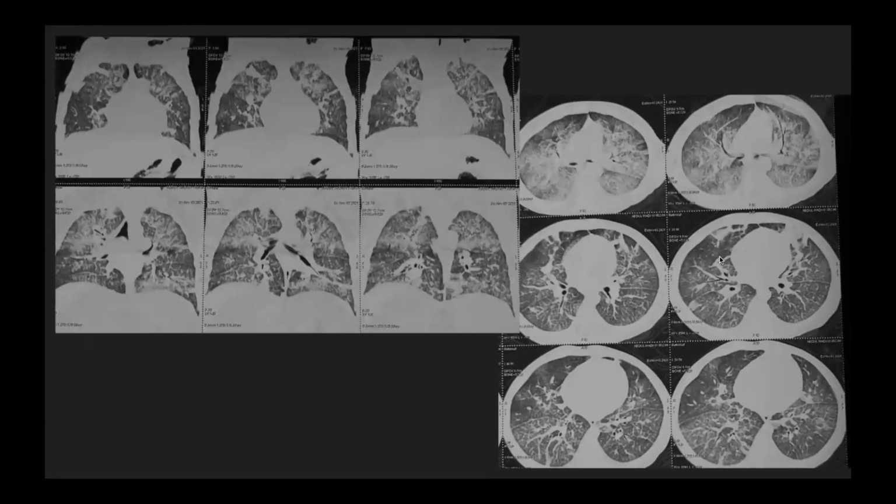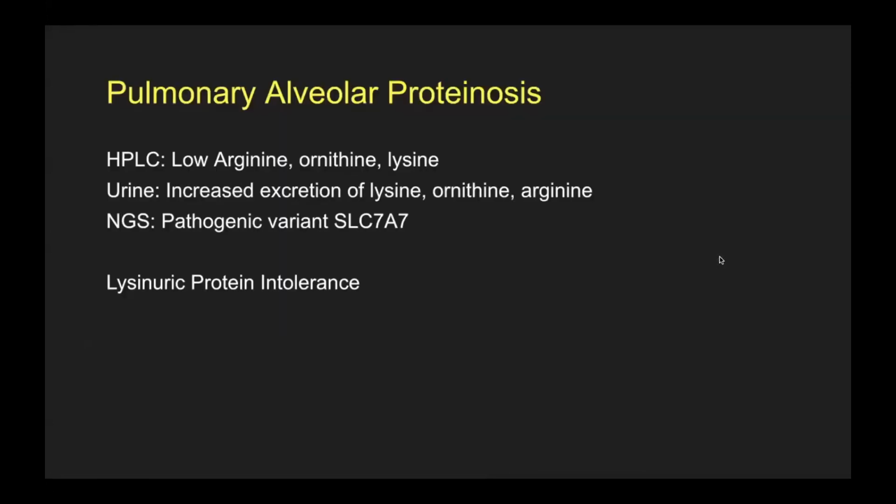So the pattern was a pulmonary alveolar proteinosis pattern. Now the cause of a pulmonary alveolar proteinosis pattern in an infant might be very variable, but surfactant protein abnormality should be kept in the list of differential diagnoses, because other causes of secondary PAP are unusual at such an early age.